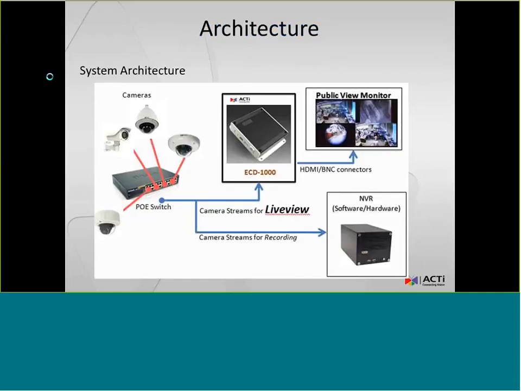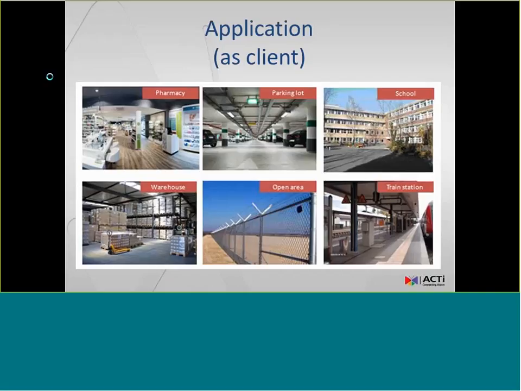This is simply the architecture of the ECD 1000, where we have the PoE switch connected to cameras. The camera streams for the live view, and the ECD 1000 is a decoder. We can only see the live view from the cameras. If the customer would like to have a recording as well, you will need a recorder, which can be a standalone NVR, Linux-based or Windows-based. As well, the public view monitor has to be connected with the HDMI or BNC connectors.